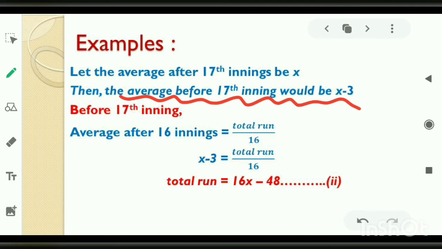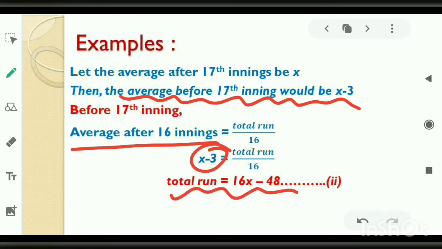Let's find the average after 16 innings, which is given by the total runs taken by the batsman during the whole 16 innings, divided by 16. On substituting the assumed values and known values, we will get the total runs taken by the batsman after 16 innings as 16x minus 48.